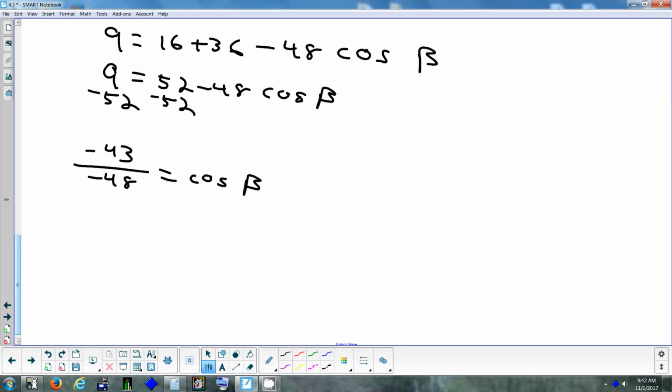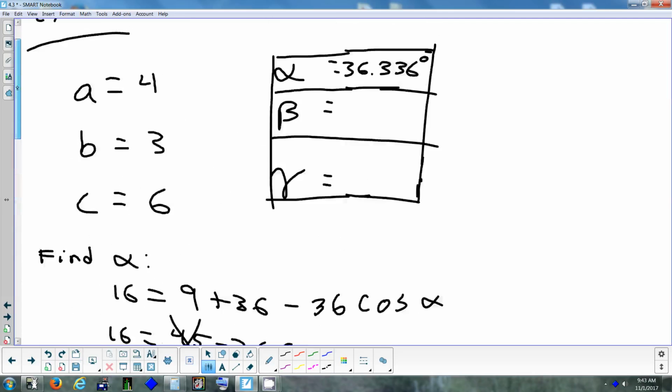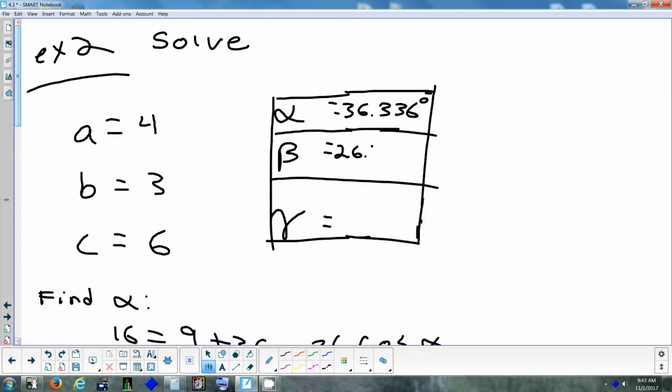Okay, and Robin, my last step to get beta by itself? Do an inverse cosine. Yep. You can type it in as negative 43 over negative 48, or if you just want to cancel them, that's less you have to type in. And that's beta. Does anybody have what that comes out to already? Is that 26.384?